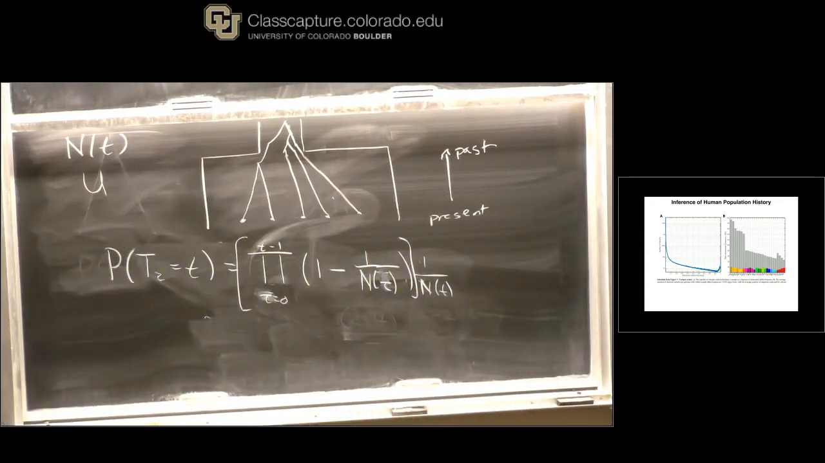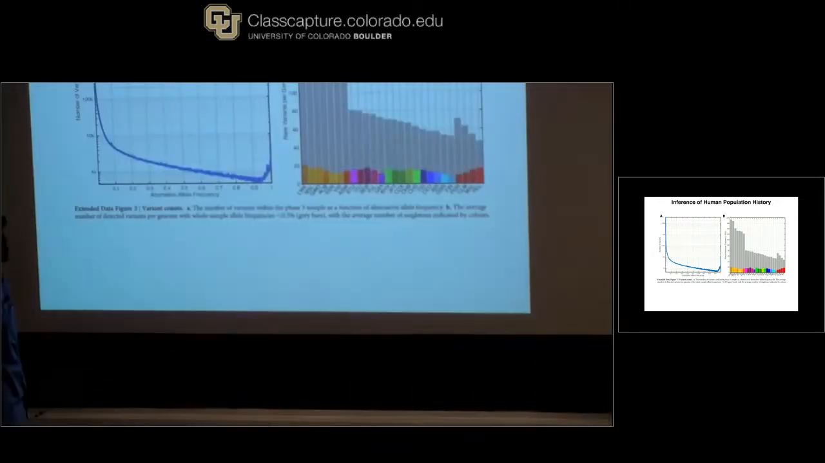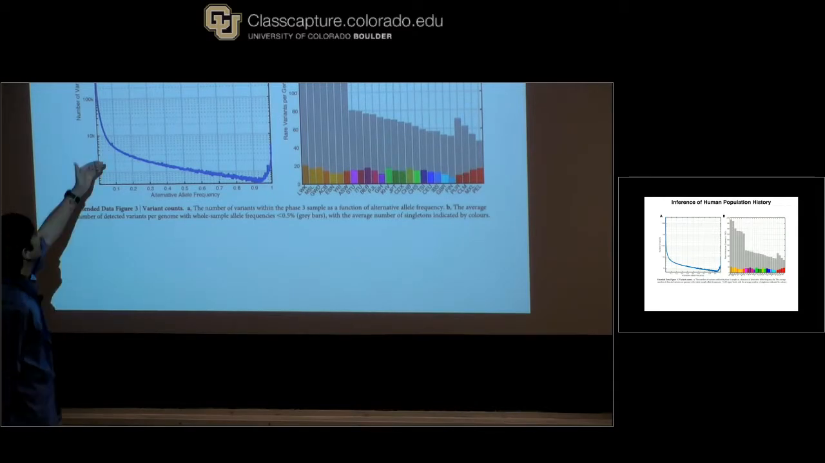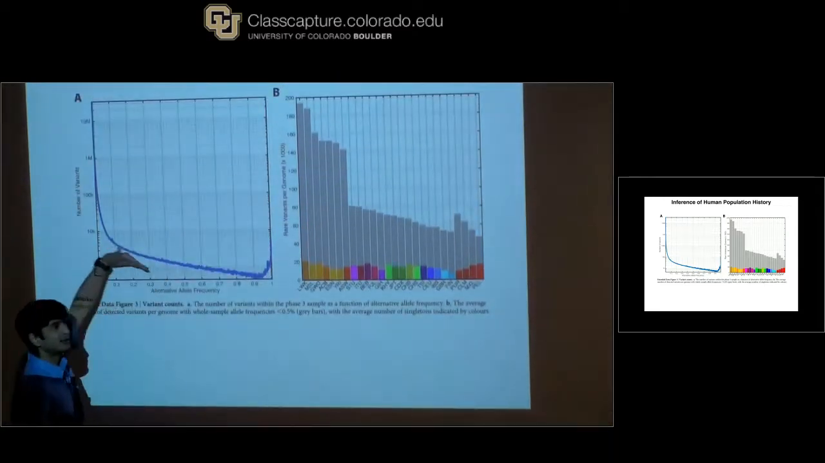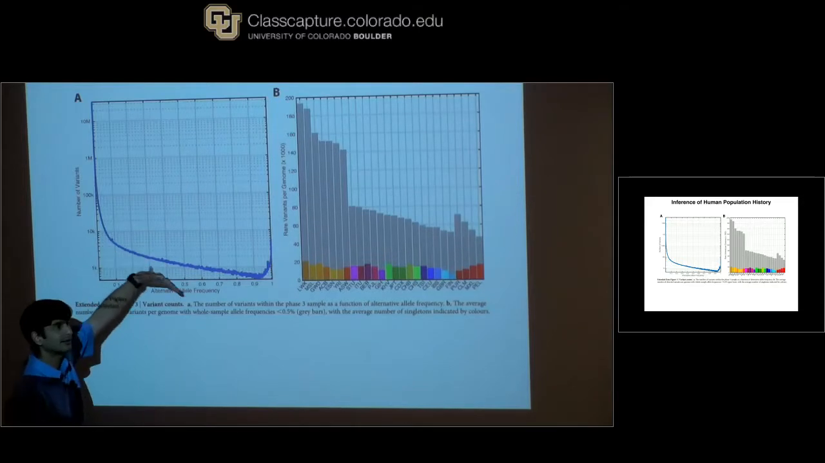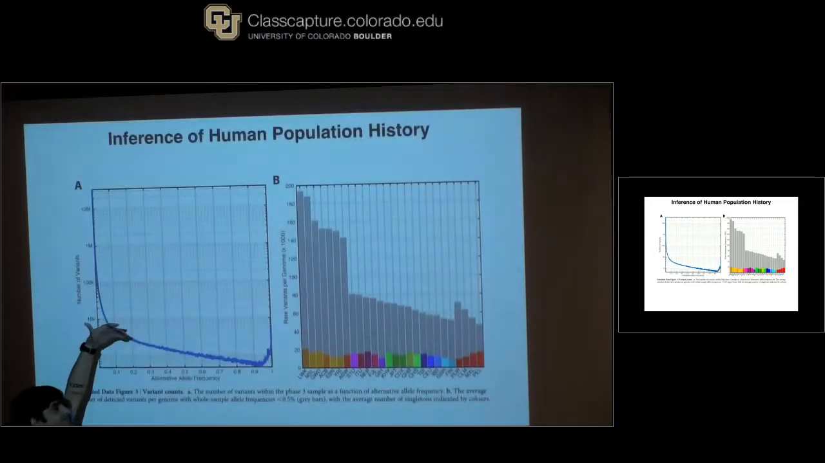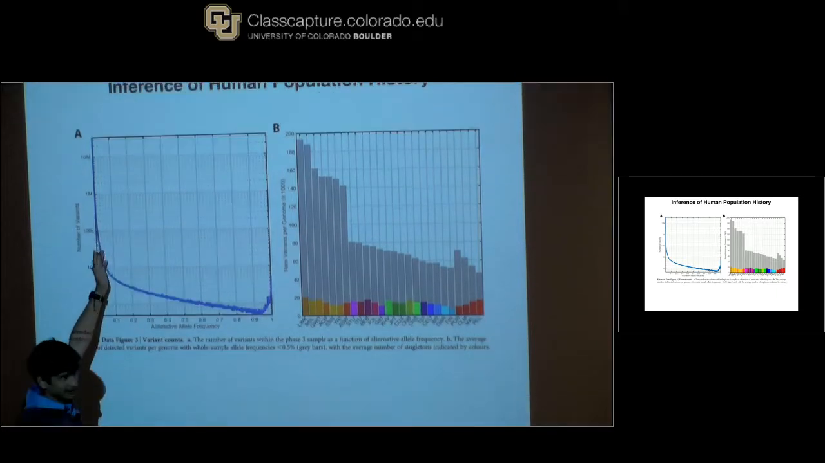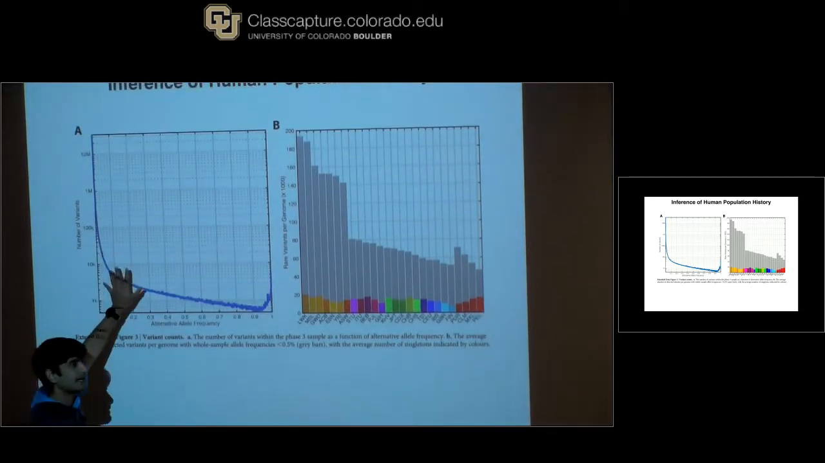So the prediction is 1 over x. That's clearly not right. This is an observation for humans. It does appear to have some clear scaling; that looks like a power law, right? A lot of people will argue about this. There are lots of potential explanations.